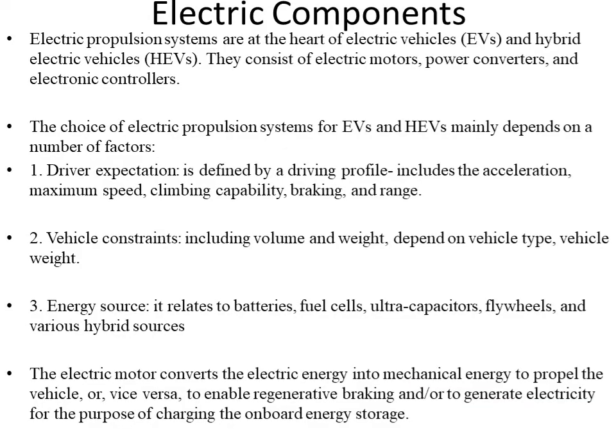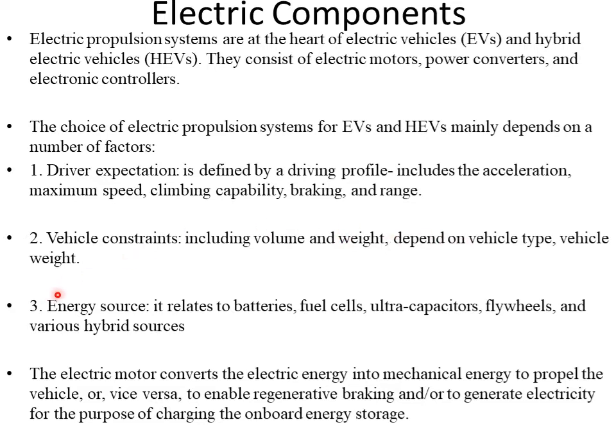And when you select the components of a subsystem, it mainly depends upon three factors. The first one is the driver expectation, that is, how much acceleration we want, or maximum speed, or what is the expected range and all those things. And the vehicle constraints like volume, whether we need that vehicle as a heavy vehicle for public transport or for carrying weight and all those things.